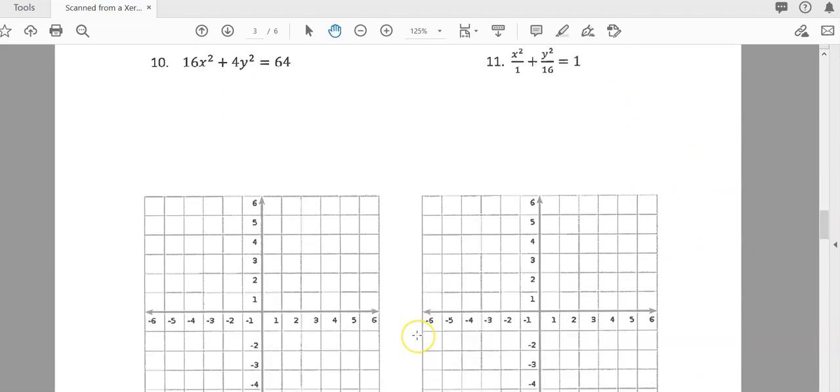Graph the ellipse. So these are ellipses. It may not look like an ellipse at first. You have to divide by 64. So we get equals 1. This is y squared over 16. And 16 goes into 64 4 times, right? Because we just did that one. So I'm going to start with, vertically, going up and down 4. Horizontally, I'm going right and left 2. It's basically my ellipse, but I think I have to identify the focus points.